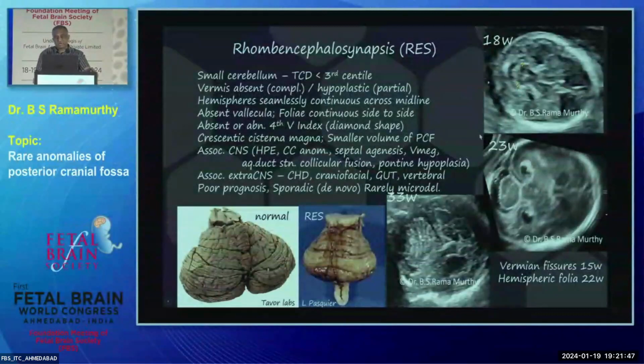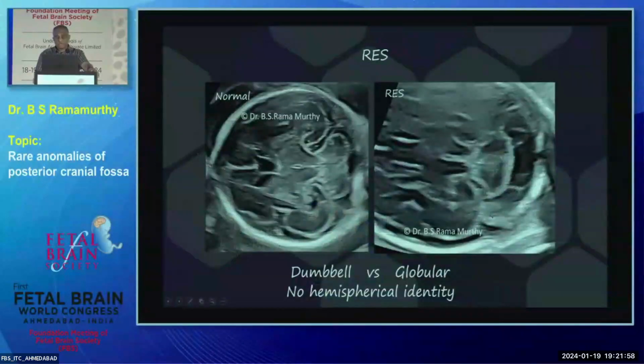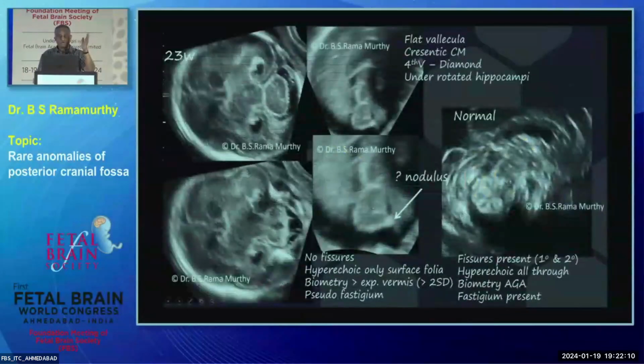That vallecula is absent typically in rhombencephalosynapsis. And if you look at the fourth ventricle, it can also be longer than wider. And these are the hemispheres and the gripping. This is the globular cerebellar form in rhombencephalosynapsis.